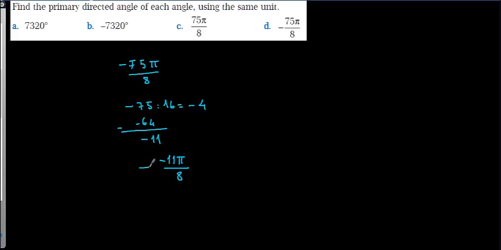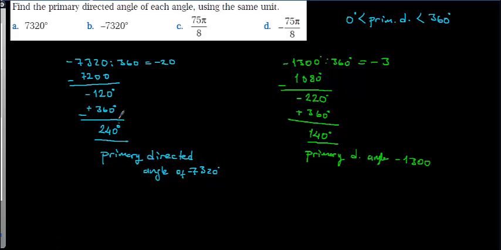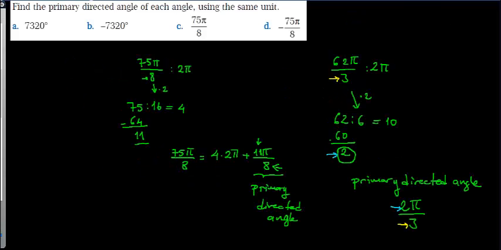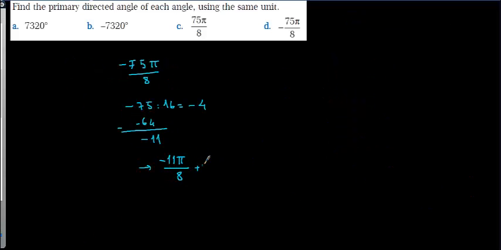But this angle is negative. If the angle is negative, what were we doing? We were adding 360, if you remember. Here the angle is negative, so what we are going to do is add 2 pi to the result. Add 2 pi for negative results. We add 2 pi, and the result is 8 times 2, 16. 16 minus 11 is going to be equal to 5 pi over 8.